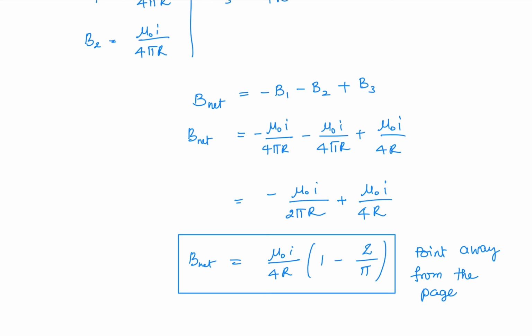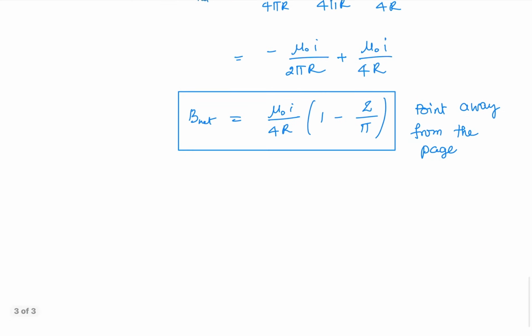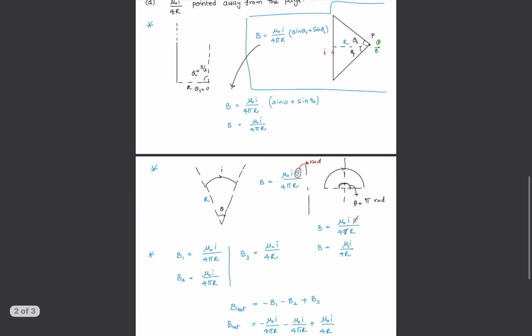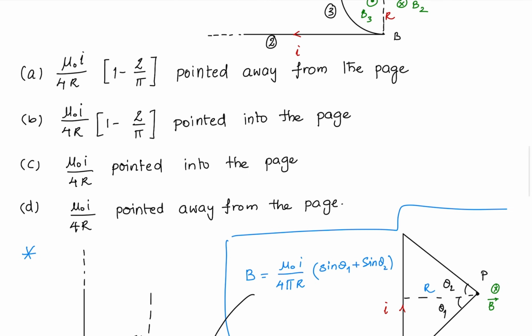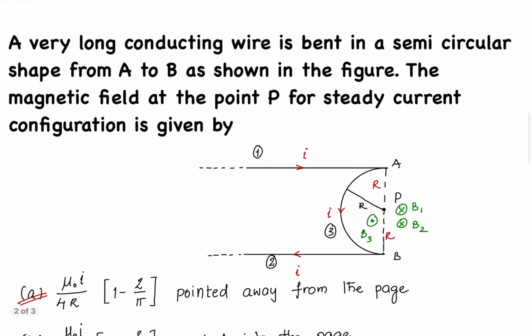So what will be the direction of the net field? It will be directed along the direction of the greater field, which is pointed away from the page, mu naught I by 4r, away from the page. If you look at the options here, pointed away from the page, which is mu naught I by 4r into 1 minus 2 by pi, that is the first option, A, pointed away from the page.